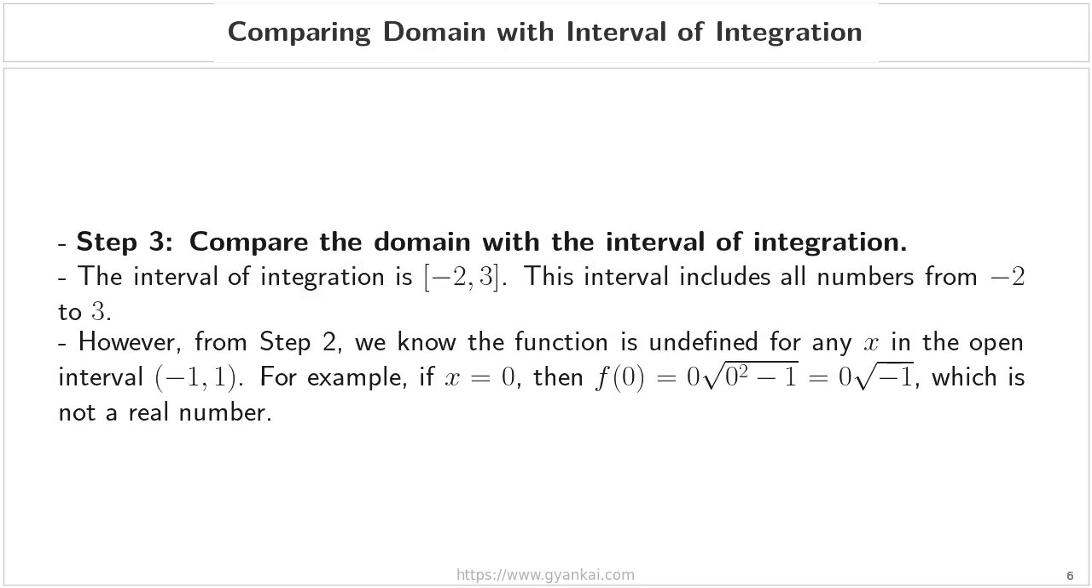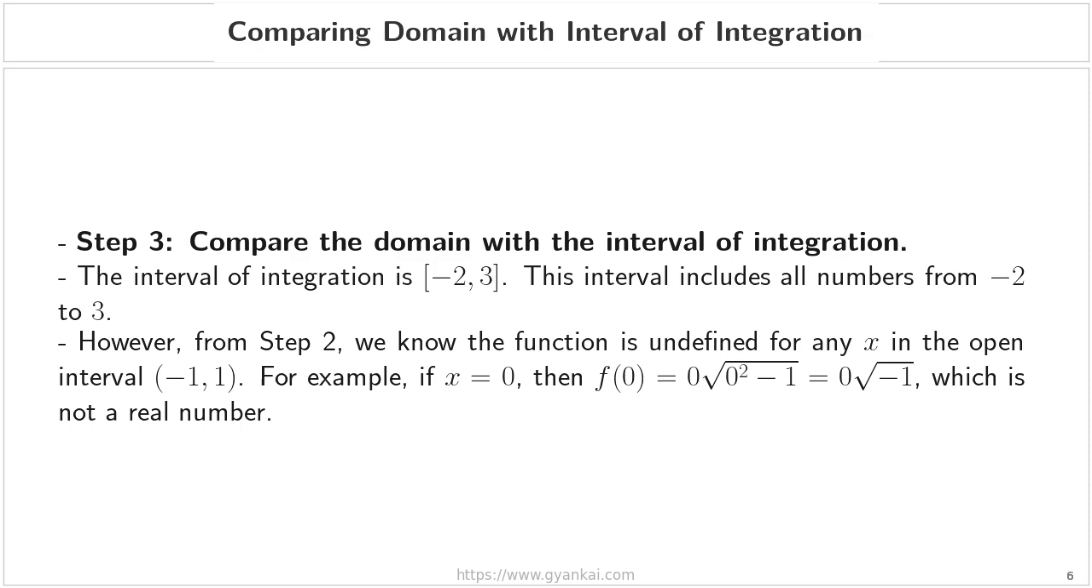However, in the previous step, step 2, we figured out the domain of our function, f of x, which was x times the square root of x squared minus 1. We determined that this function isn't defined for values of x between -1 and 1. In mathematical terms, the function is undefined for any x within the open interval (-1, 1).